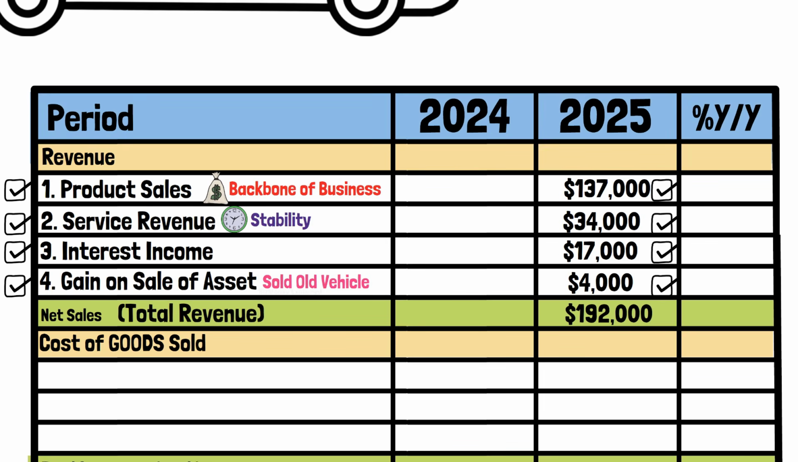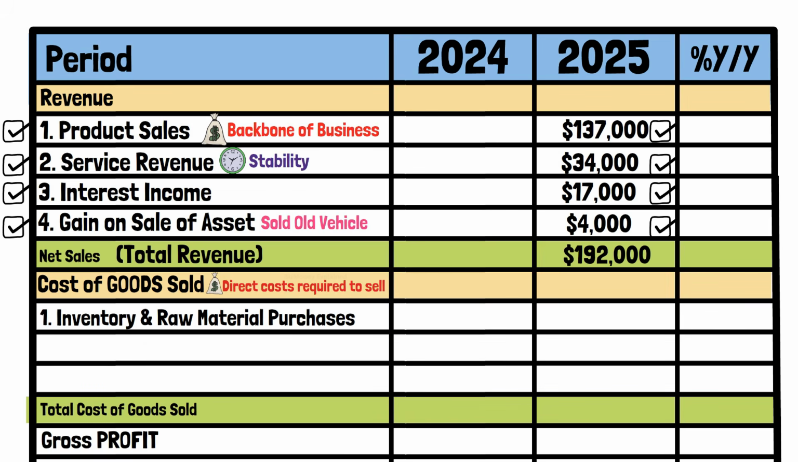From here, the next step is cost of goods sold, which represents the direct cost required to sell physical products. The first component of cost of goods sold is inventory purchases. The business spent $17,000 purchasing safety equipment and industrial tools from manufacturers and wholesalers. These purchases are directly linked to product sales because without inventory, no products could be sold. The second cost is packaging and shipping, which includes boxes, protective wrapping, pallets, freight charges, and delivery expenses. These costs totaled $15,000 for the year.